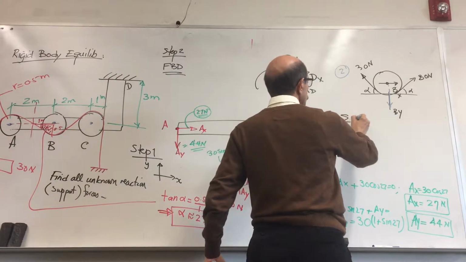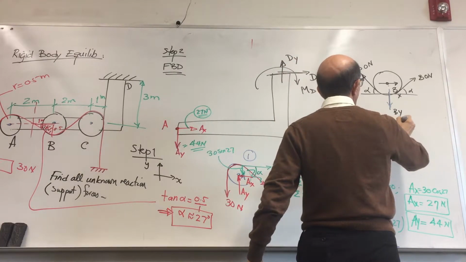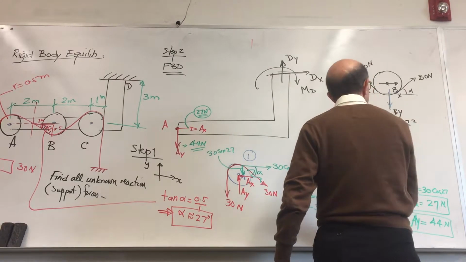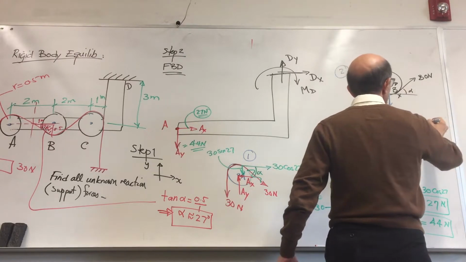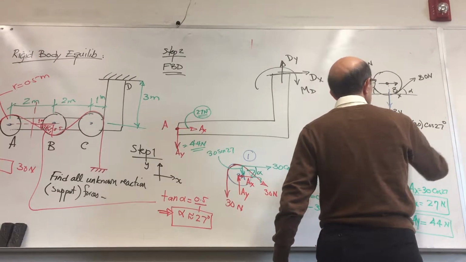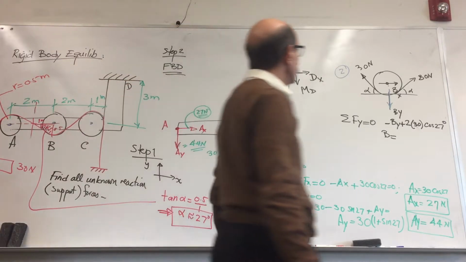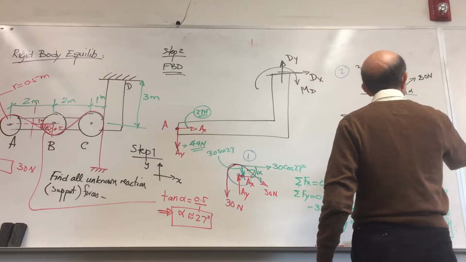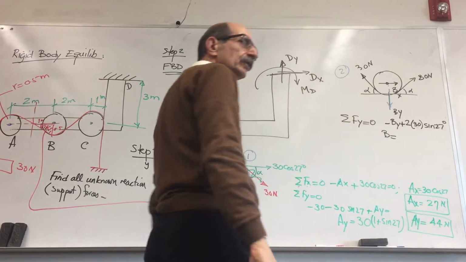Obviously summation of forces along y is 0 will give me negative By plus 2 times 30 cosine of 27. So By would be 60 times cosine. Yes. Why is it cosine? Oh, I'm sorry, sine of 27, right. That would be sine of 27. So it would be almost 30, or less than that, yes.